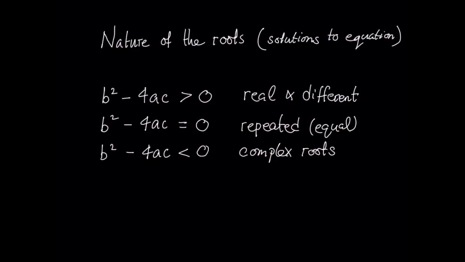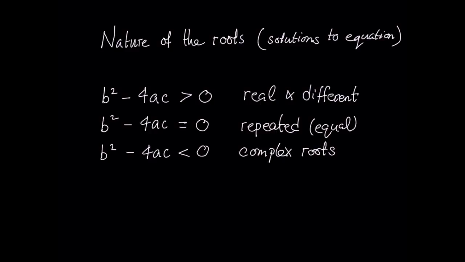If b squared minus 4ac is greater than 0, the roots are real and different. Sometimes they're called real and distinct. If b squared minus 4ac is equal to 0, the roots are repeated, or equal. They both have the same value. And if b squared minus 4ac is less than 0, the equation has complex roots.